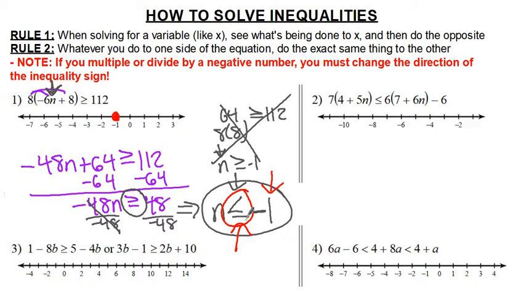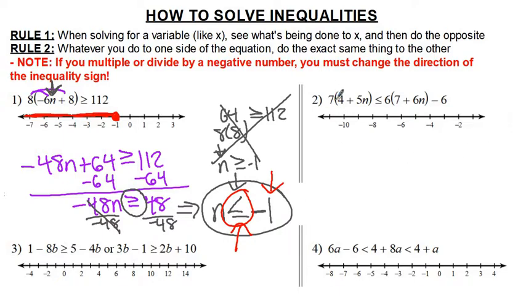If you could be equal to it, you shade it in. If it's only less than or only greater than, you would not shade it in. Okay, and then less than negative 1, you shade to the left, because these numbers to the left, negative 2, negative 3, negative 4, those are all numbers that are less than negative 1. So that's where we would shade.